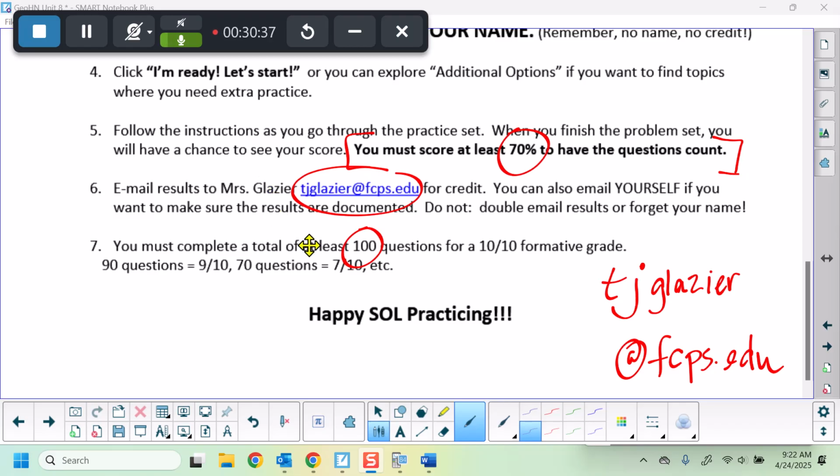But we want to make sure that you reach those 100 questions with integrity, for sure. When you're emailing me, make sure it's TJ Glazier on that blue sheet. With my email underlined, sometimes that J looks like an I, and kids get that mixed up. So make sure you're sending it to tjglazier@fcps.edu, and I'll be sure to get them.